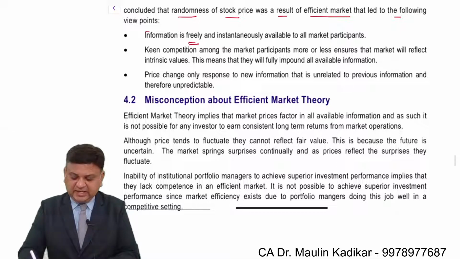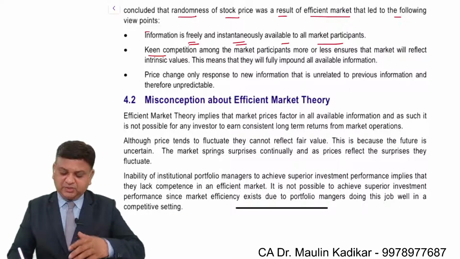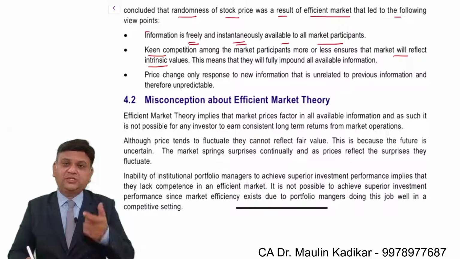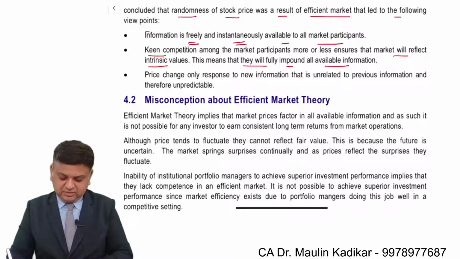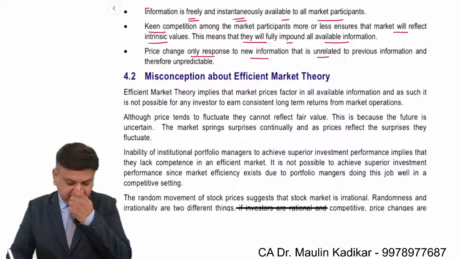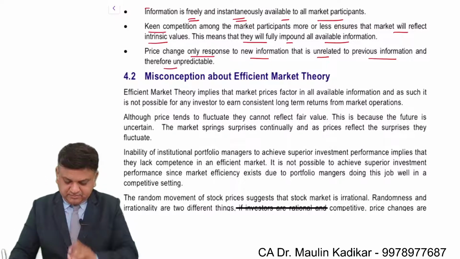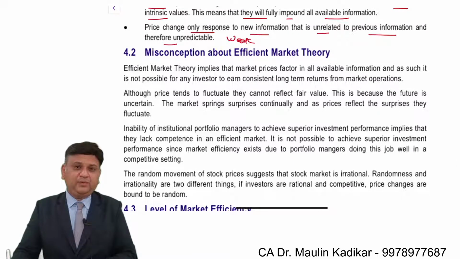Information is freely and instantly available to all market participants, and that's very true. Keen competition among the market participants more or less ensures that the market will reflect intrinsic values, that is the true value of the security. This means that they will fully impound all information. Price changes only in response to new information that is unrelated to the previous information and therefore unpredictable. It means the price can change in any direction. This is what we understand as a weak form of market efficiency.